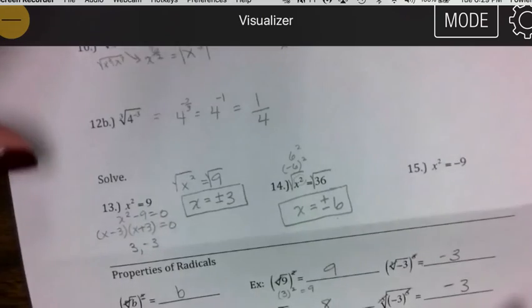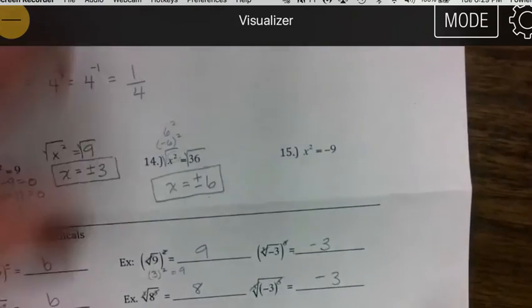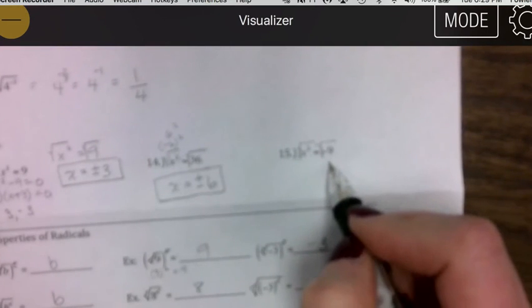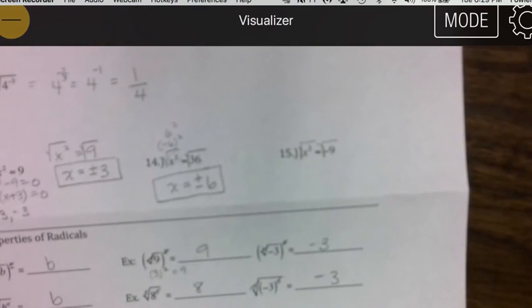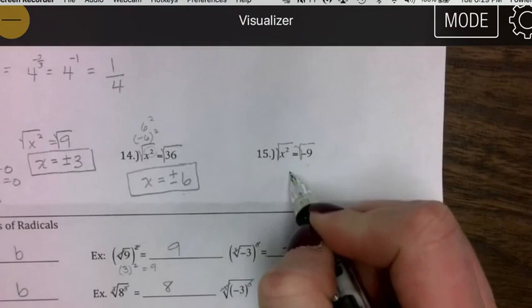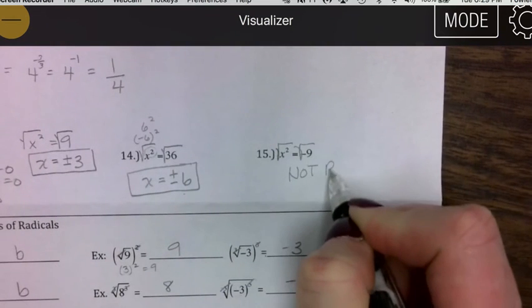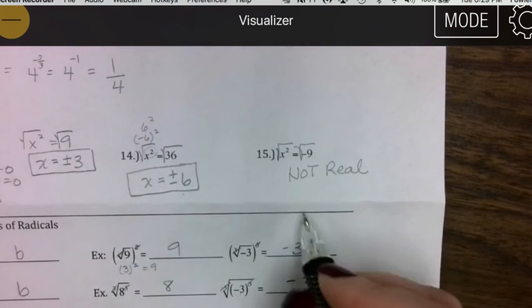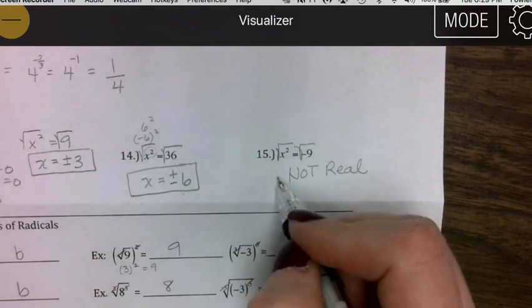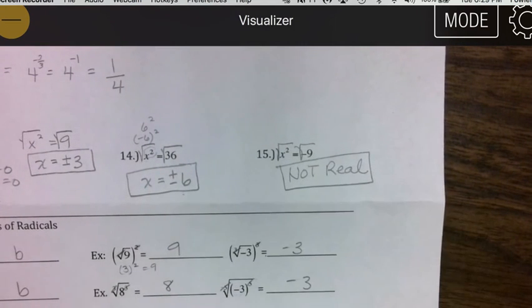On number 15, the last one, if I square root both sides, I cannot take the square root of a -9. So if I can't take the square root of a -9, then I'm just simply going to write not real. Don't put no solution because it does have a solution. It's just not a real solution. So we're going to just for now say not real till we get to imaginary numbers, and then we'll have a solution for it.